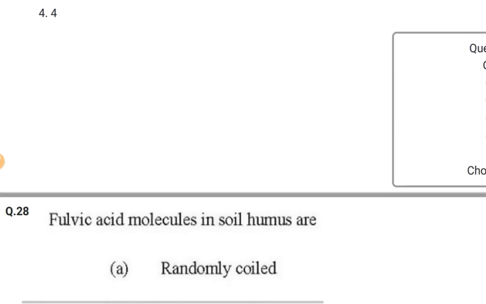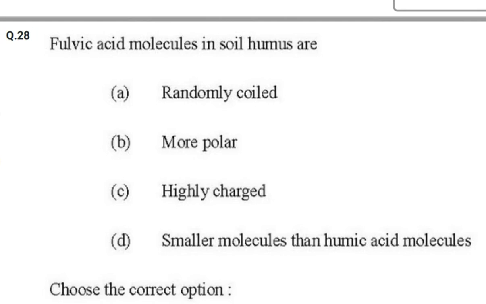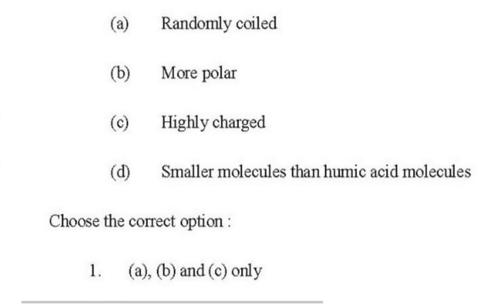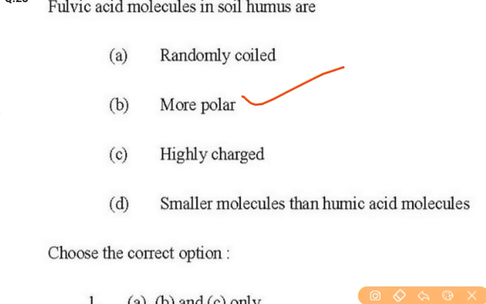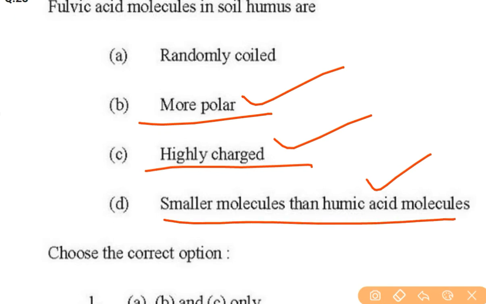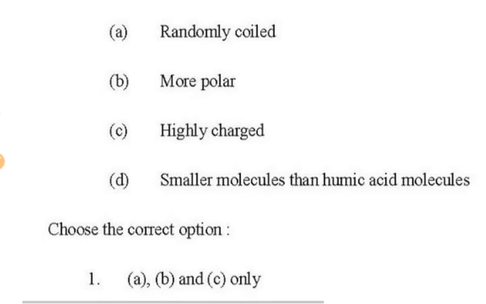Next question. Fulvic acid molecules in soil humus are what? They are more polar. These fulvic acid molecules are more polar, highly charged, and smaller molecules than humic acid molecules.